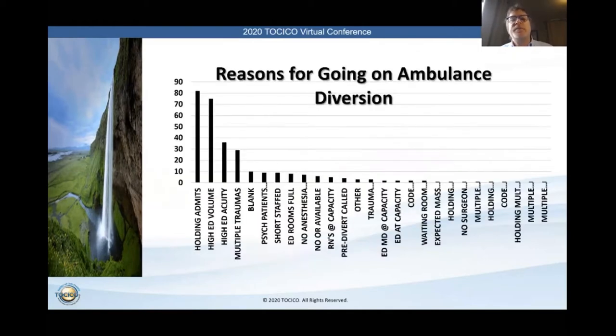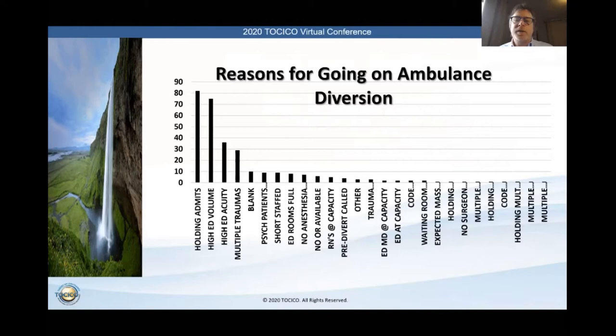To give a specific example, in our ED, when the department goes on ambulance diversion, the charge nurse must record why we are closing to ambulances. Now keep in mind, diversion doesn't necessarily mean that the bottleneck is in the emergency department itself, and in fact, most of the time it is not. But regardless of where in the hospital the bottleneck lives, the emergency department is usually where we first see the consequences of bad patient flow.